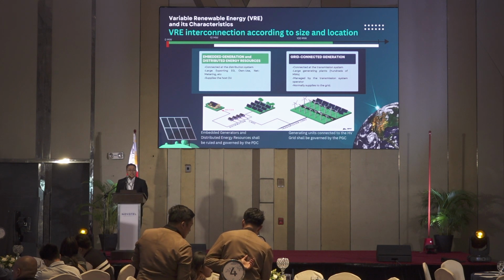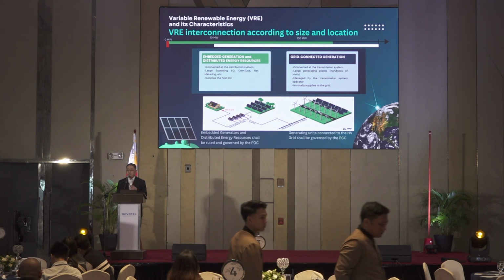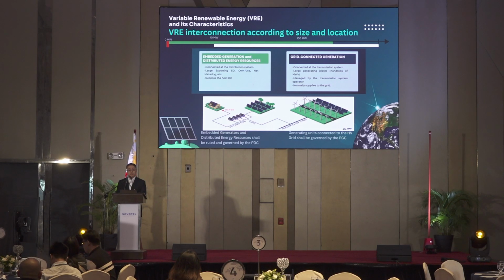So in terms of interconnection of our embedded generation, we have two types. As I mentioned, Meralco handles embedded generation. Embedded generation or distributed energy sources, the one in the green rectangle, are connected to the distribution system. And then we have different modes of operations for our embedded generation, which are large exporting EGs, own use EGs, which offsets one's own consumption, and net metering, which is the mode where you offset your own consumption, but with excess power you can export to the grid.